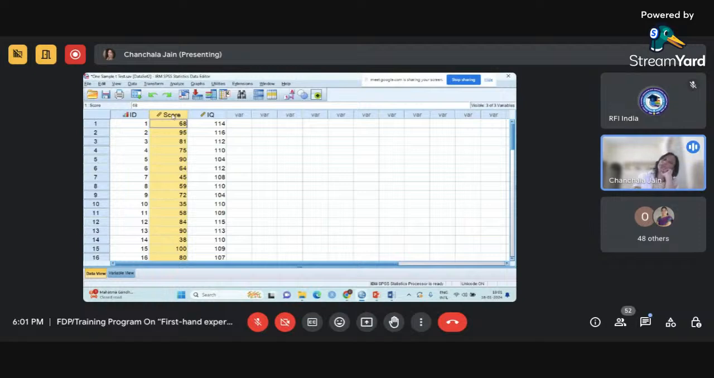Talking about the next, we need to check the normality of the data, and then we need to check the outliers in the data. That is, in the score we need to check whether the scores are normally distributed or not, or whether these scores have any outliers or not. So can anyone tell me how we can check that? Because I think I explained this thing. Can anyone tell me what I need to do here?